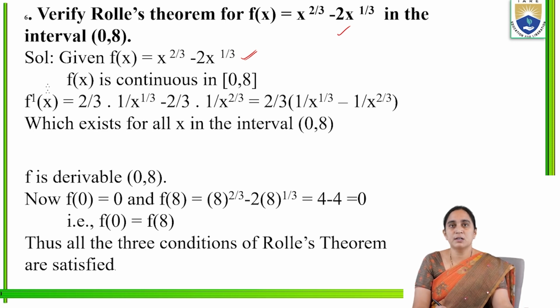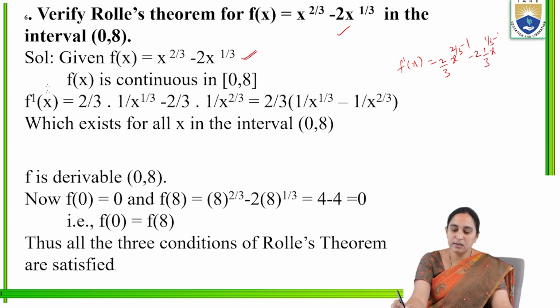Before verifying that it is continuous, first we have to verify whether it is derivable or not. If it is derivable, then from one of the properties, it is definitely continuous. For that, I am verifying the derivative of the given function f of x is equal to x^(2/3) − 2x^(1/3). What about the derivative of that? Using the x^n formula, n into x^(n−1), that is 2/3 into x^(2/3 − 1) minus 2 into 1/3 into x^(1/3 − 1).